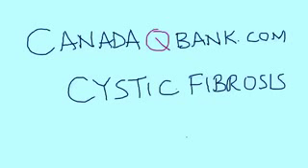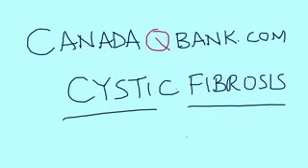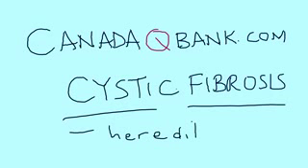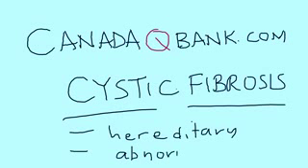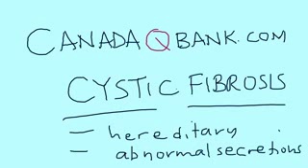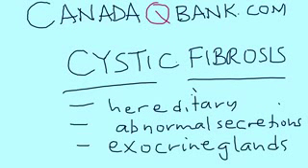In this video we're going to talk about cystic fibrosis. Cystic fibrosis is a hereditary disease, and it basically is a disease that involves abnormal secretions. And abnormal secretions are really involving any gland that secretes fluids into a duct, so any exocrine gland, basically. And these thick secretions eventually clog these ducts and cause a lot of problems.